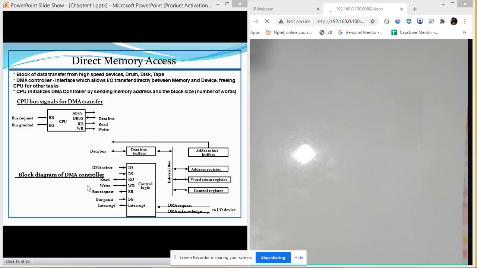So that is the only task which the CPU is going to do: first to get a request and then grant the bus. There is another thing the CPU performs: if the CPU wants to send some data, it should give the address. As it is not directly interacting with the input output device, it cannot send or get the data or address directly from the input output device. So it has to send that data to the DMA controller. Next is the task of the DMA controller to perform all that work.